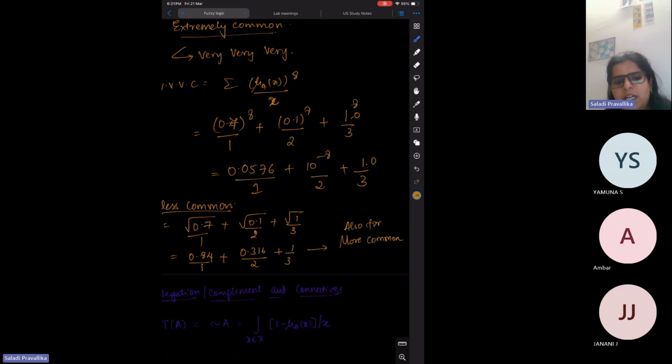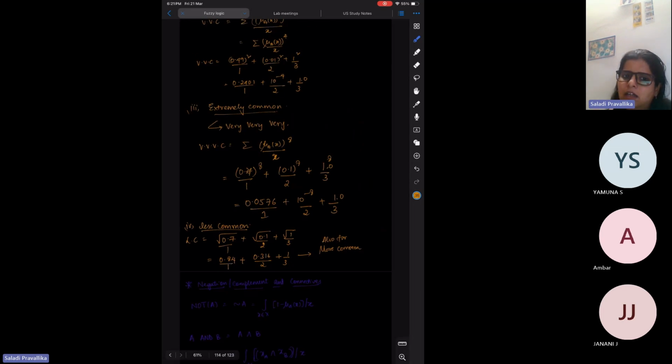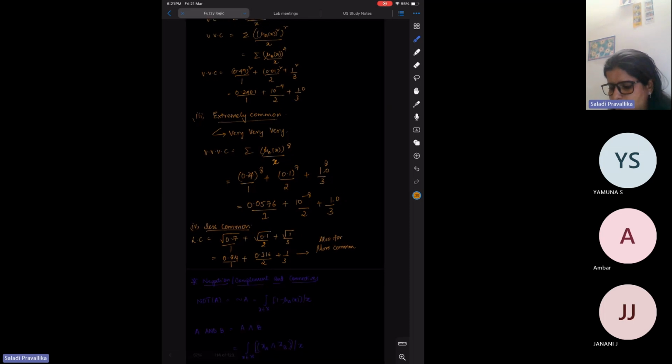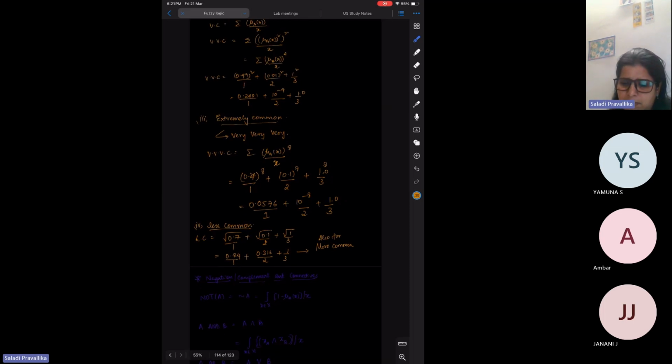For less, or more, we'll take the square root. For very, we take the square. If we say very twice, then we take the square root twice. If we say very thrice, or if we use the word extremely, then we take it to the power 8. We square it three times.